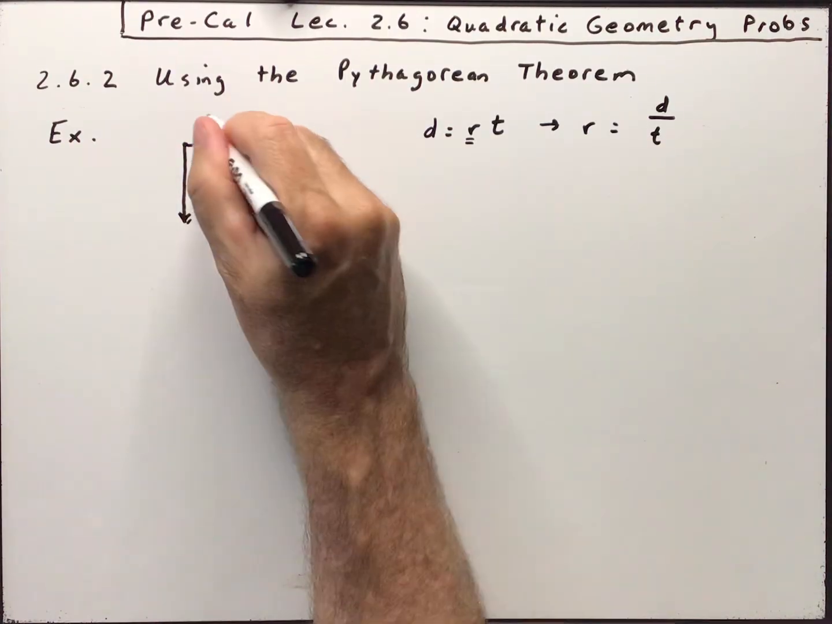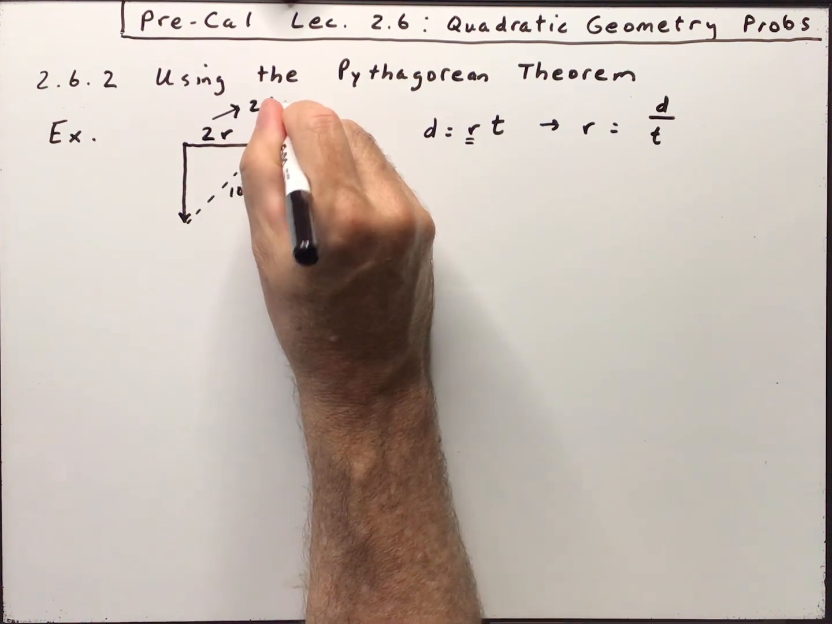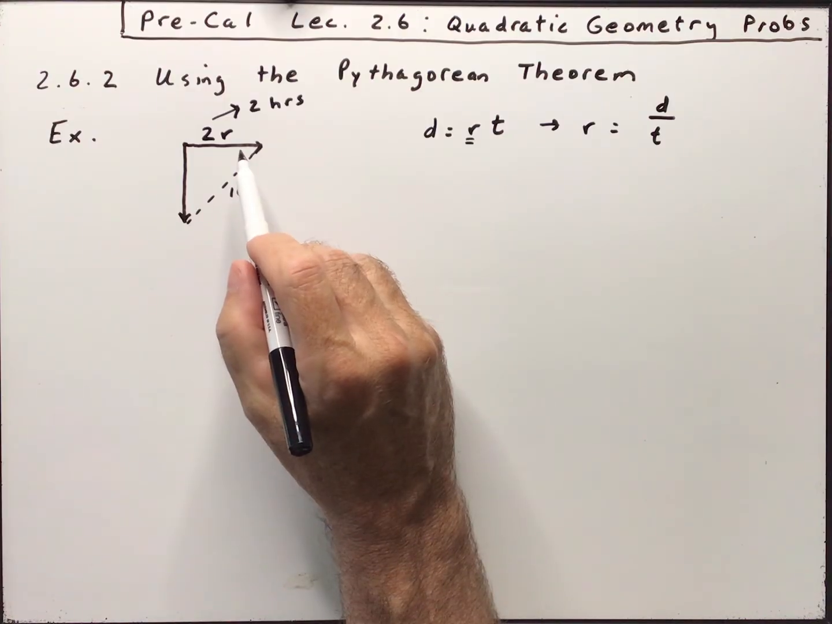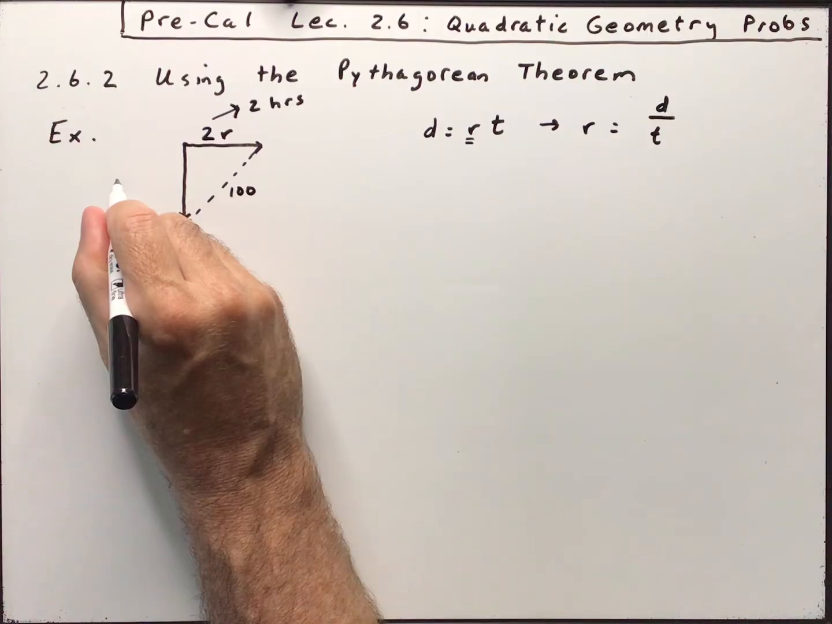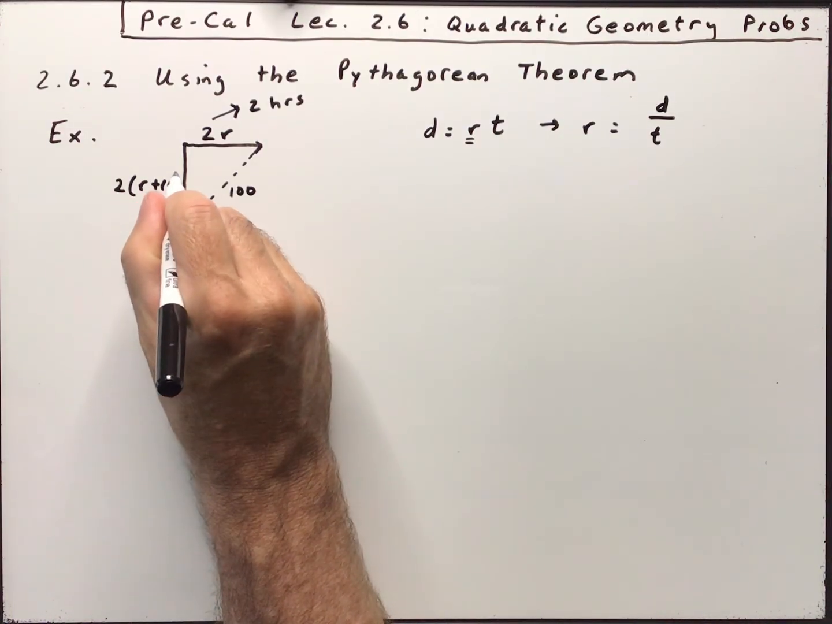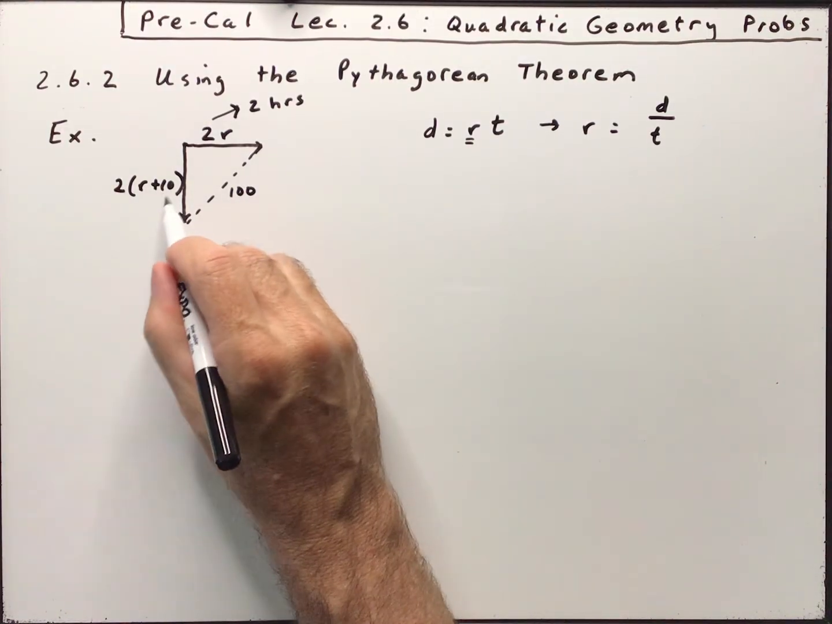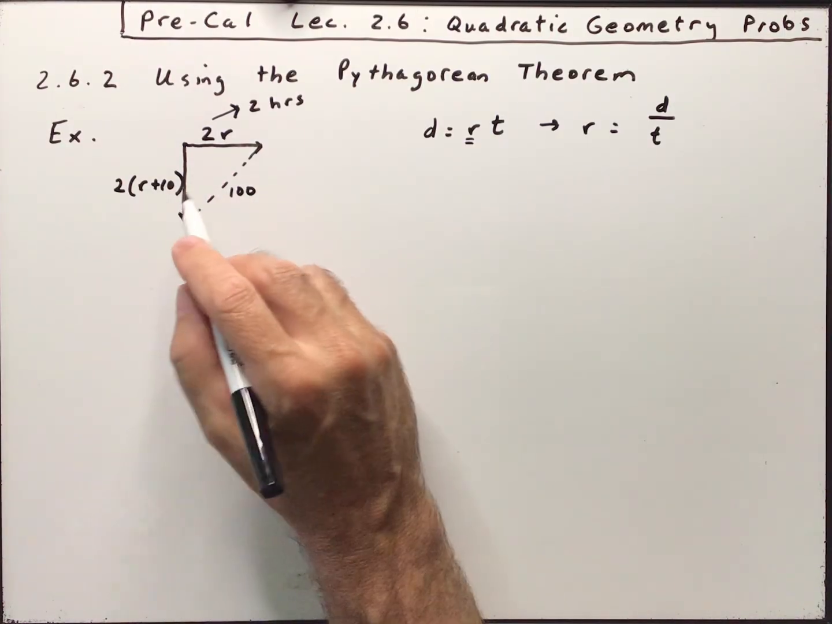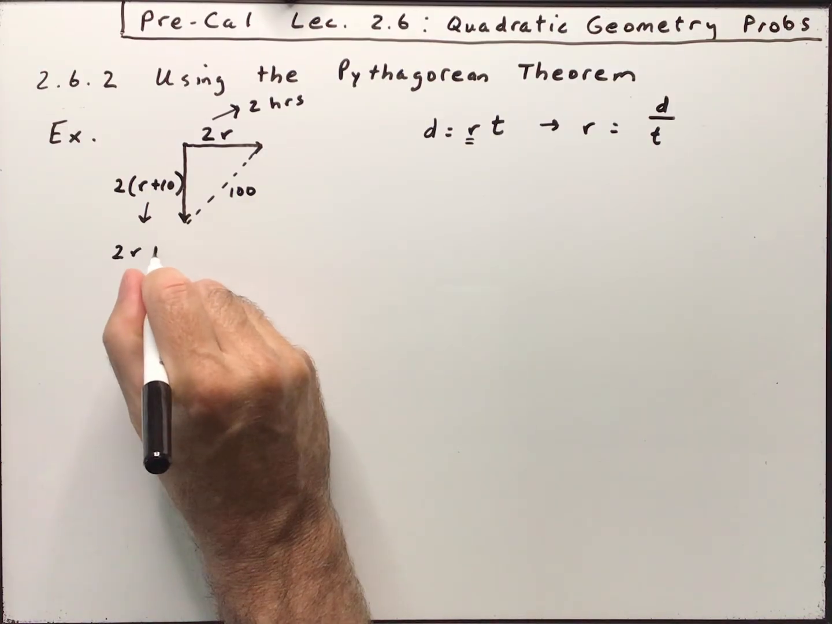All right, so it's traveled for 2 hours, right? But we don't know the rate. We just know that the southbound car also travels for 2 hours, and it is 10 miles an hour faster. So it's r plus 10. Okay, r plus 10 is the southbound car. So now we've got a Pythagorean theorem situation. If we distribute that, we'd have 2r plus 20.